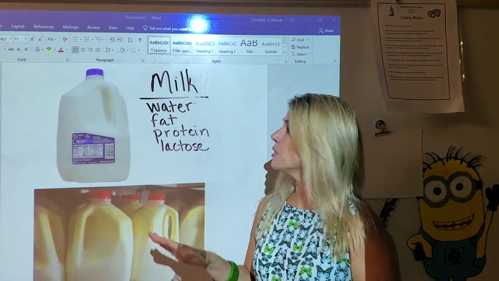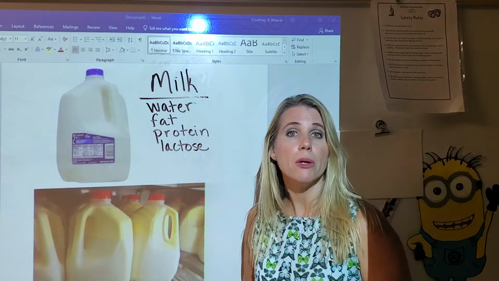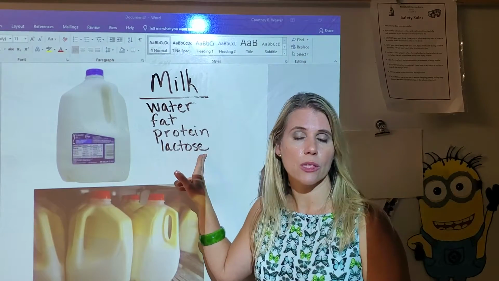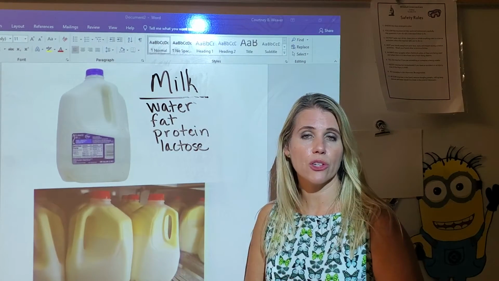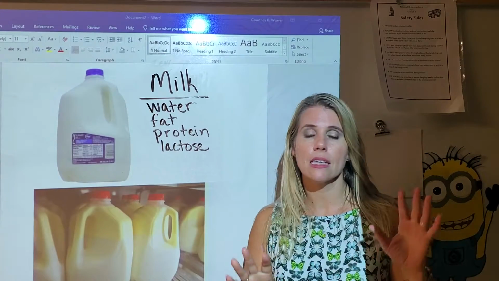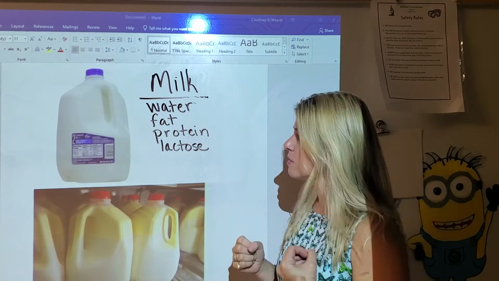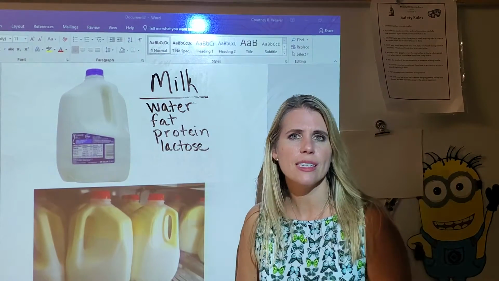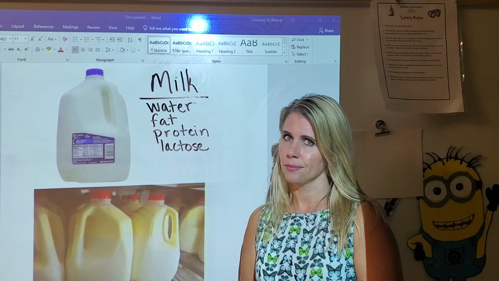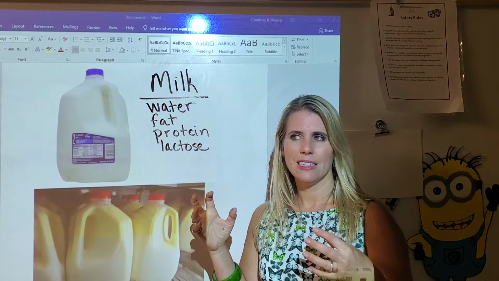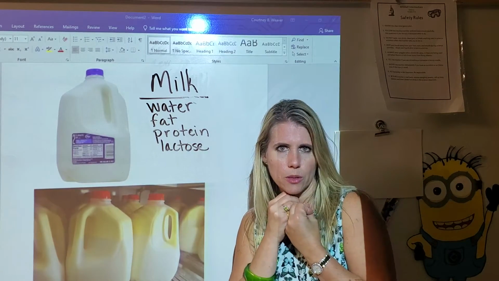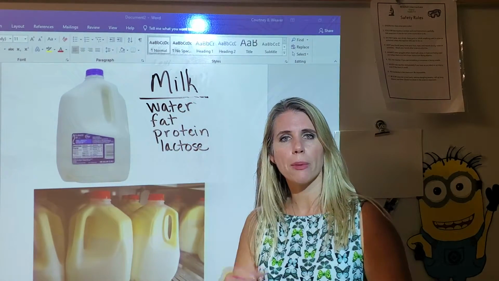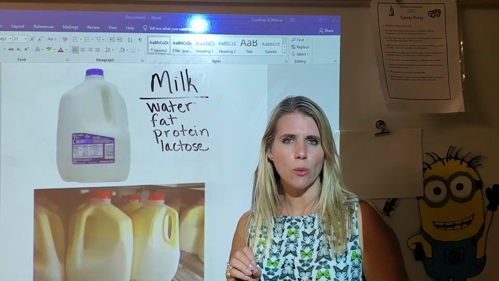Milk is made up of water, actually most of it's water, fats, proteins, lactose. Lactose is sugar. It's the type of sugar that you find in milk. It also contains minerals and some other things. So milk is made up of a whole bunch of different stuff. When they combine, do they turn into something new? Or do all of these things keep their properties, and can you pick them out?